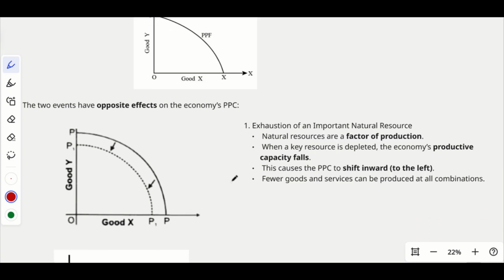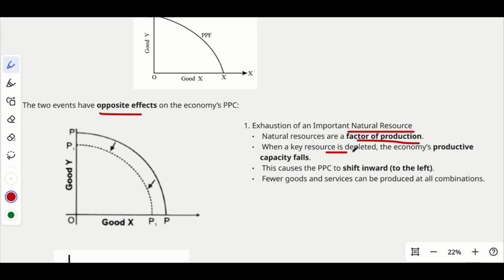So these two events have opposite effects on the economy, because one is reducing the available resources, another one is improving technology. So first thing is exhaustion of an important natural resource. How will it affect them? Basically, natural resources are factors of production. What are the factors of production? Land, labor, capital, entrepreneur, etc. Whenever one of these factors is not available, or its availability decreases, what will happen to the PPC curve? It will shift inside, right?